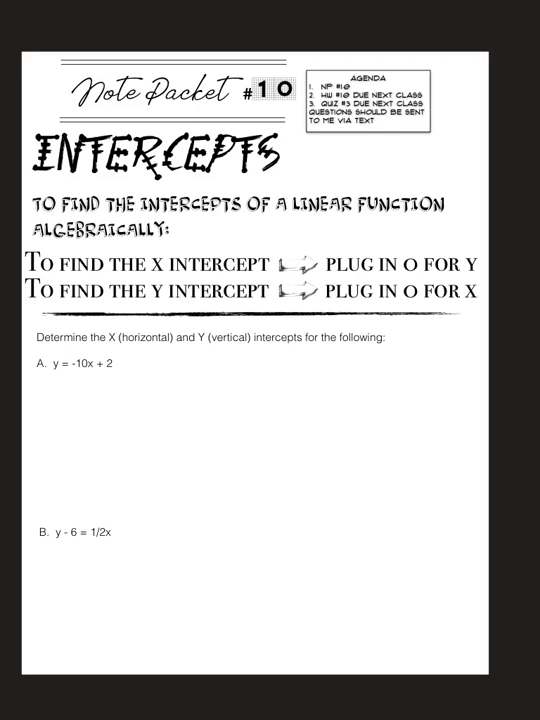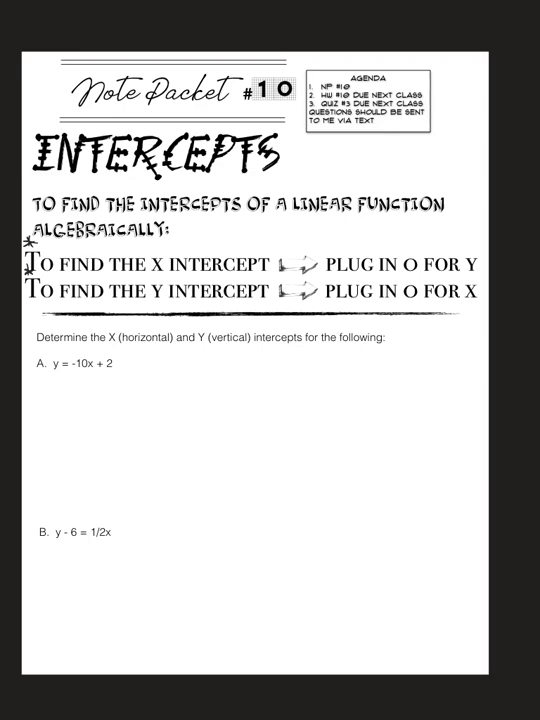For note packet 10, we're going to start by talking about finding intercepts algebraically. There's really basically only two steps that you're going to have to do because there's two intercepts that you're looking for. To find the x-intercept, the place where that line would cross the x-axis, you're going to have to plug in 0 for y in the equation and then find the x. The same thing if you're looking for the y-intercept, you plug in 0 for x and solve for y.